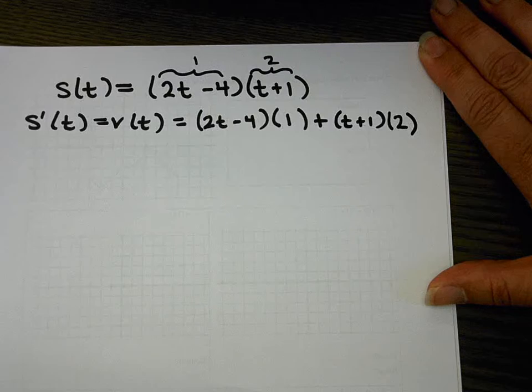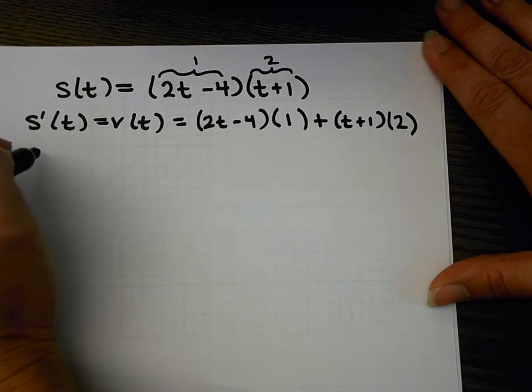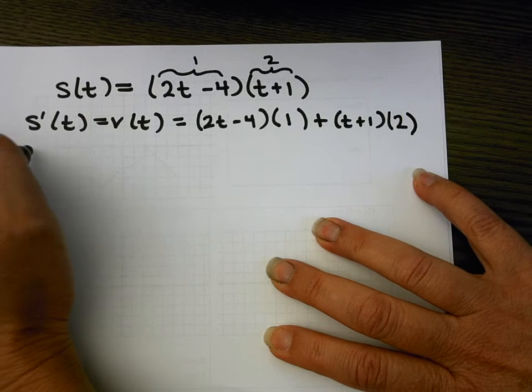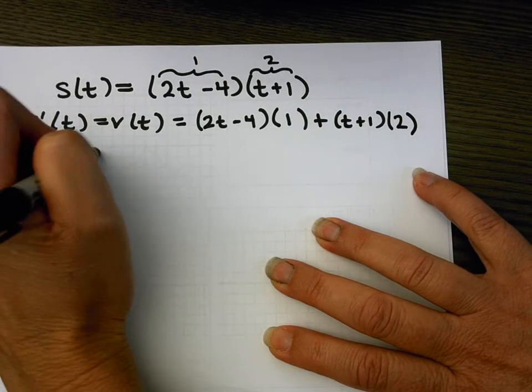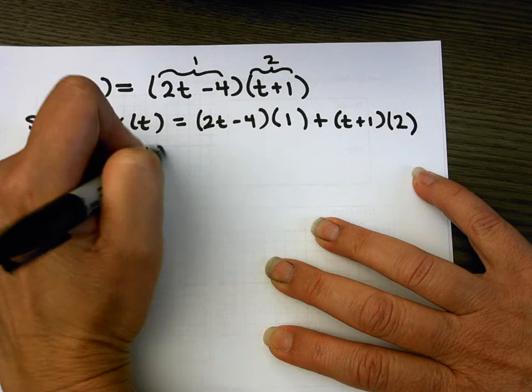So that would be velocity, and then acceleration. Let's go ahead and find acceleration next. That would be when I take the derivative of velocity, which would be acceleration.